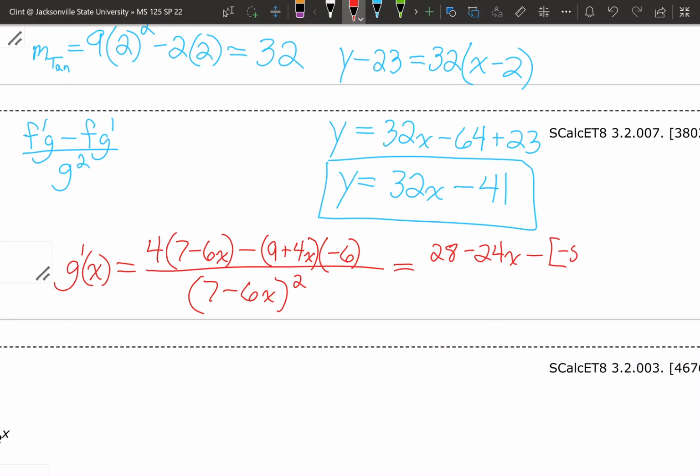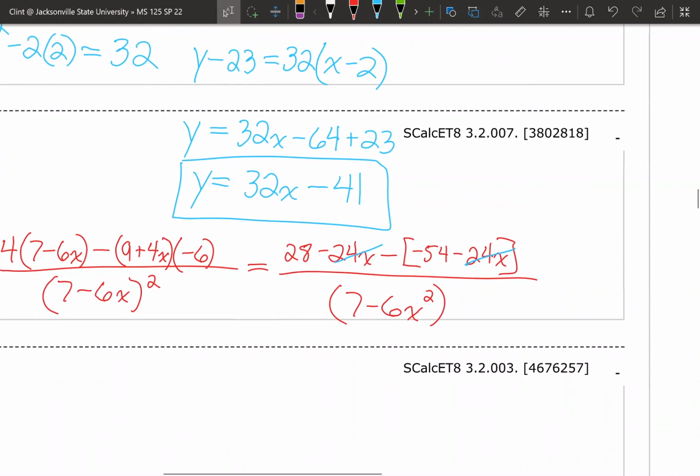So that's negative 54 minus 24x. Yeah, it does do some good because minus 24x minus a negative 24x cancels. And then we got 28 plus 54. It's 82. I guess I can finish right in the bottom there. So we end up with something not too bad. We end up with 82 over that denominator.